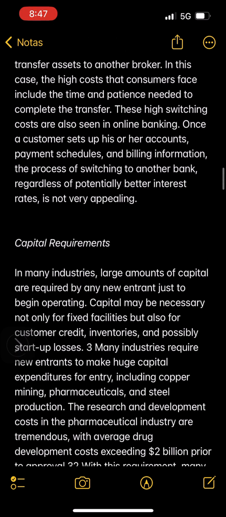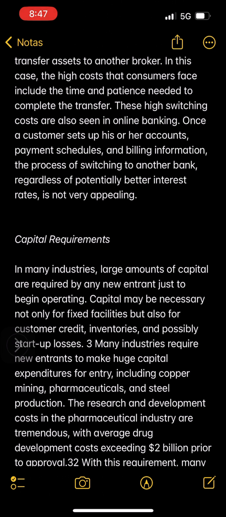These high switching costs are also seen in online banking. Once a customer sets up his or her accounts, payment schedules, and billing information, the process of switching to another bank, regardless of potentially better interest rates, is not very appealing.